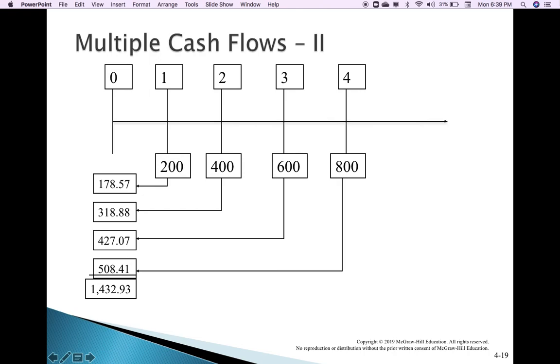But this manual calculation is tedious, and do not purchase this investment. Why? The company is asking for 1500, whereas the present value is 1432. The money which he is giving you, 200 after 1 year, 400 after 2 years, 600 after 3 years, 800 after 4 years, that present value is 1432. He is claiming 1500, so it's not a profitable one. Do not purchase.